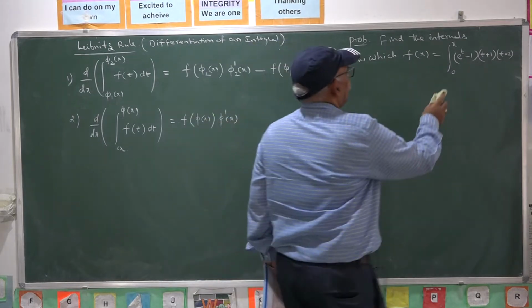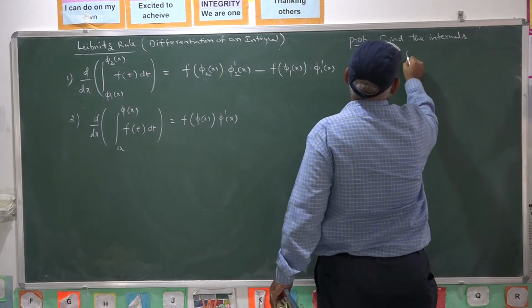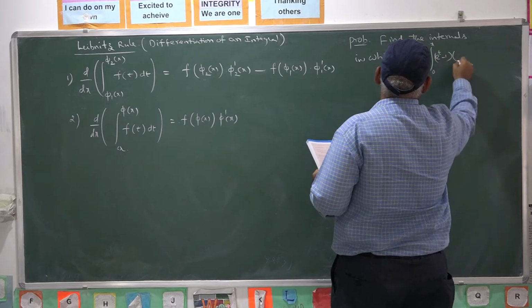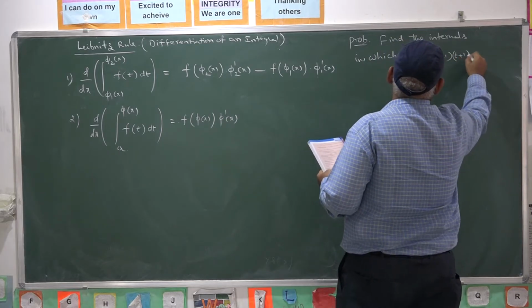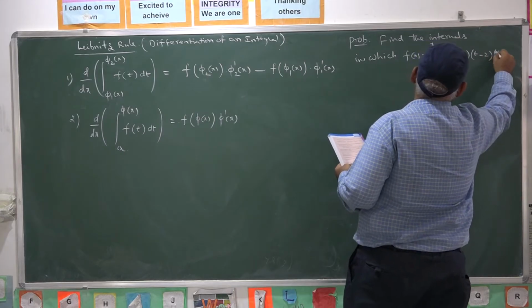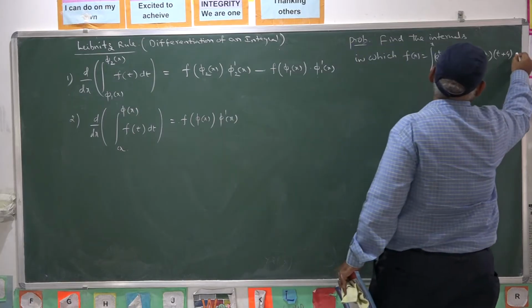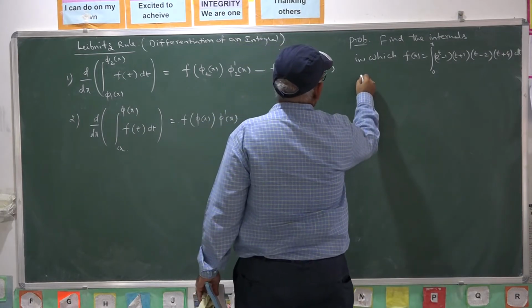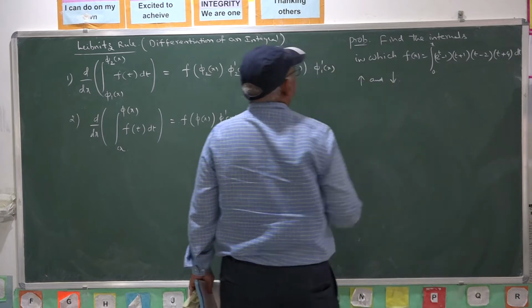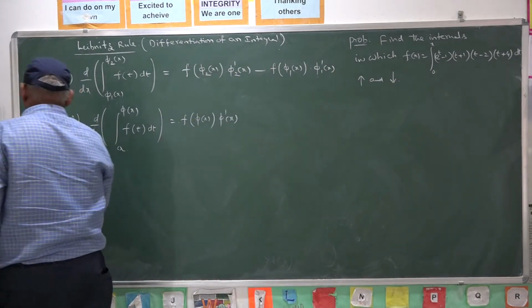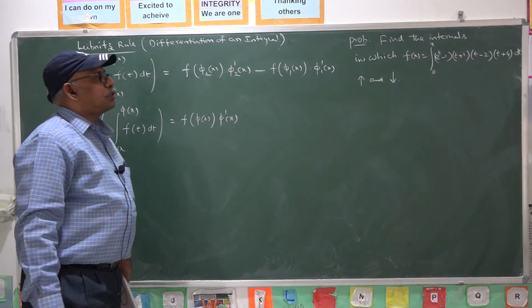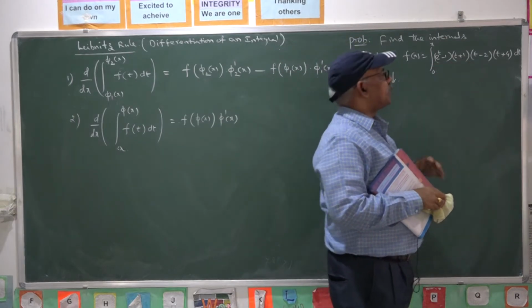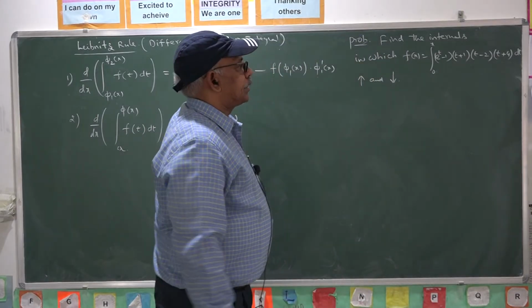Now I will write it here. Find the interval in which f(x) equal to the integral from 0 to x of e power t minus 1 into t plus 1 into t minus 2 into t plus 4 dt increases and decreases.